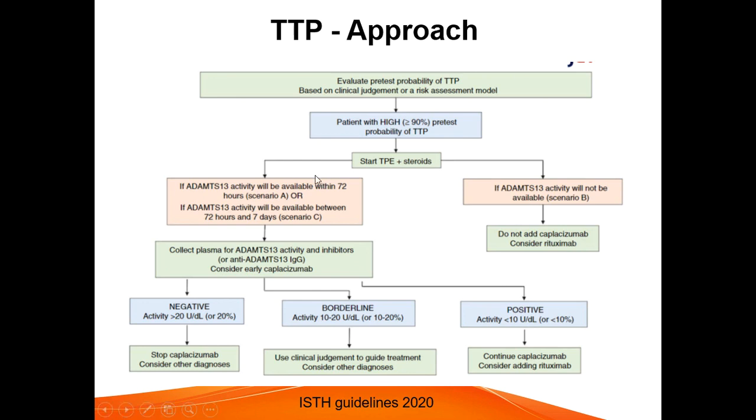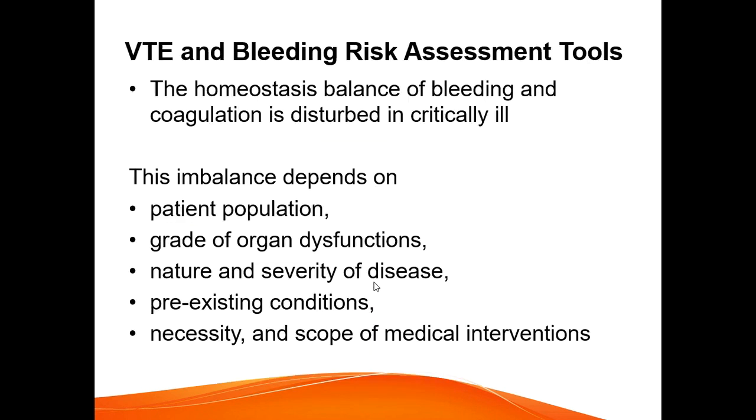And if you can do ADAMTS13, then there's another option, which is caplacizumab, which can be given if you prove that it is TTP. But only give this if you are able to measure the ADAMTS13 level, because after the report comes you can stop it. If it is not possible, then just therapeutic plasma exchange. We routinely do therapeutic plasma exchange and steroid, and the patients do improve if treated in time.